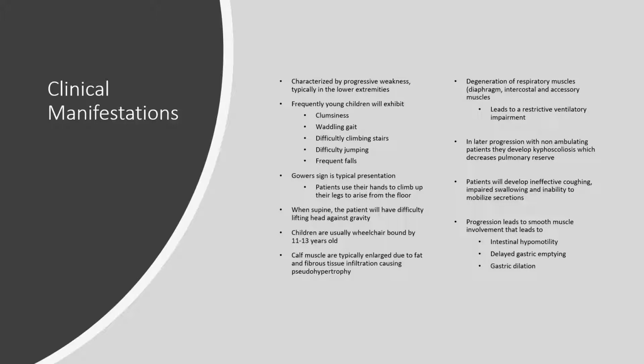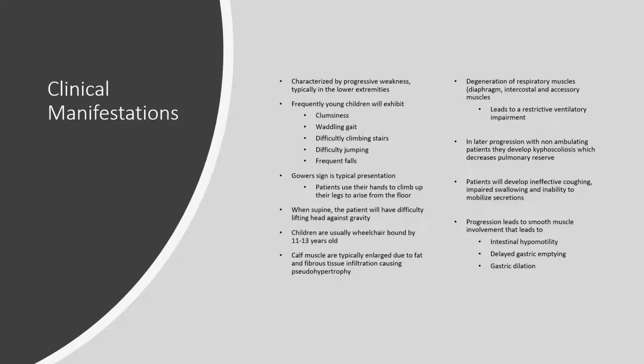A definitive and abnormal sign of childhood development is the Gower sign. And I know we learned this in patho last semester in our class. But this is when children around the ages of 3 to 5 will use their hands and climb up their legs to rise from the floor. So the child won't be able to get out of a sitting position unless they use all their limbs to help them get up.